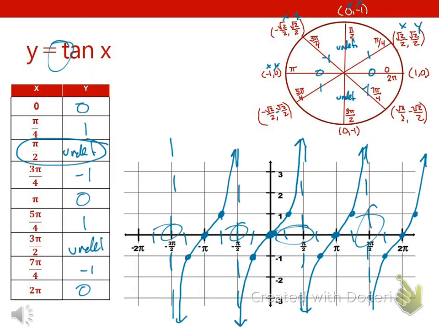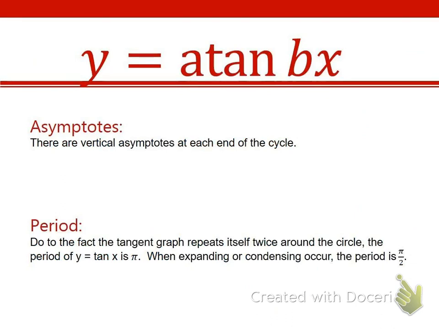The next thing about the period, and we saw this, right? The tangent values repeat themselves before sine and cosine do. It repeats itself every pi. So the period for tangent is actually pi. Okay? So the period is pi. Where we were starting with 2 pi with sine and cosine before, we're going to start with pi now. Okay? And then when expanding or condensing, the period is pi over b. I'm not going to spend a lot of time worrying about that. We're going to deal with expanding and condensing on our own. Okay?